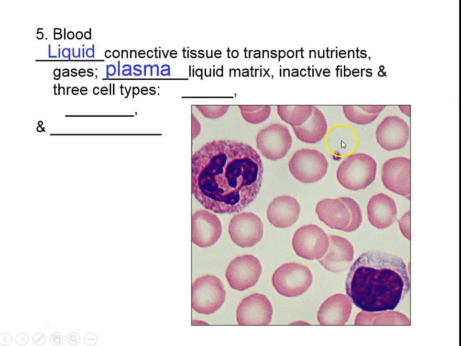There are fibers here, you just can't see them. They're only going to become activated when blood clots. The three kinds of cells that you see in blood, the most numerous are red blood cells, then it's going to be platelets, and then white blood cells are the least common. So red blood cells, white blood cells, and platelets.